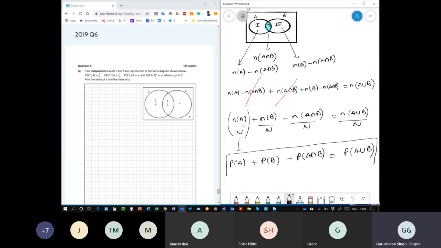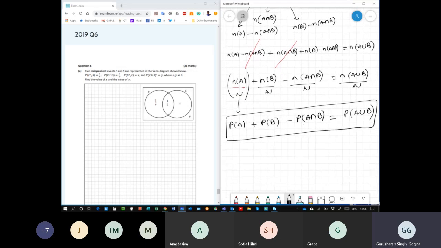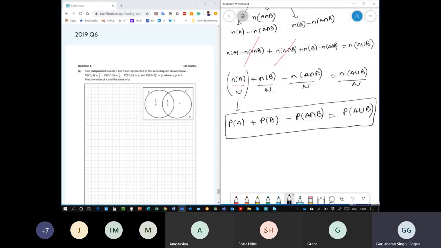So you can see that this is the analogy between set theory and probability, exactly representing the same thing, but you convert the number of elements into probability. So this equation is very important for your questions, where they can give you different values. Let's say they can give you probability of A, probability of B, and probability of A union B, and they can ask you for probability of A intersection B.